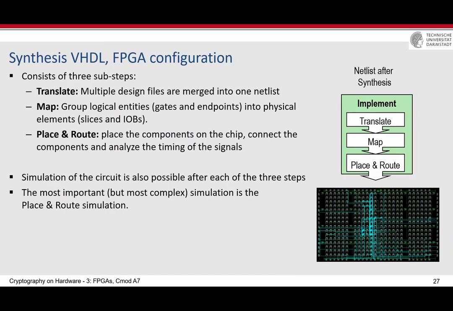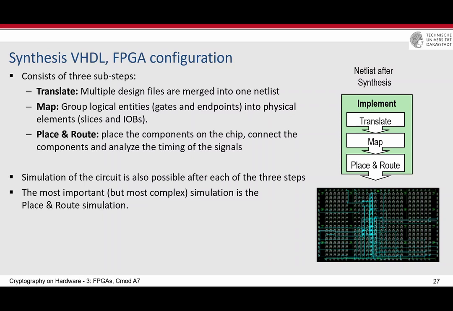What are they? What is a translate, what is a map, what is a place and route? In the synthesis part, as I said, it builds a netlist, but the netlist is made for every module that you have. If you build your design with many different modules, every module will be individually turned into a netlist. And the translate is actually merging all these netlists together and building a single netlist. And map means grouping logical entities like the gates and the endpoints into physical elements like the slices and the I/O blocks.